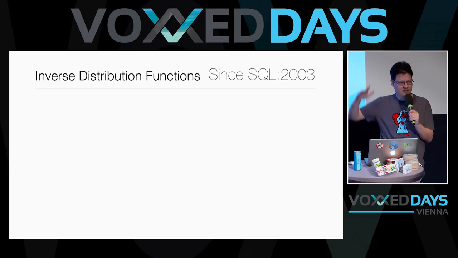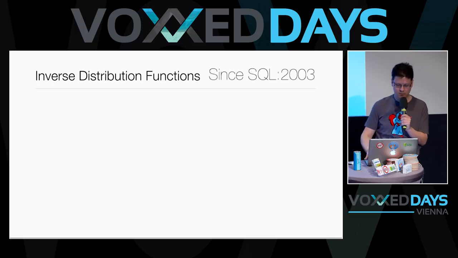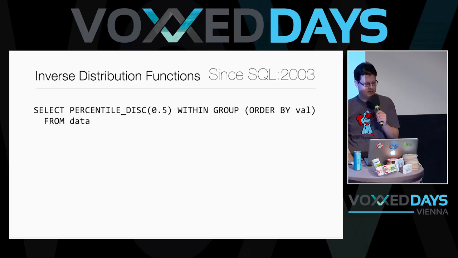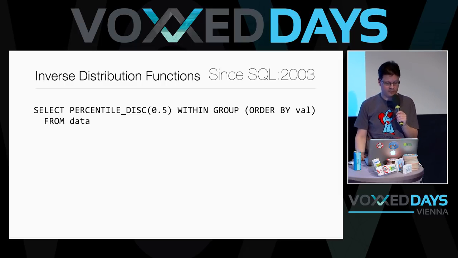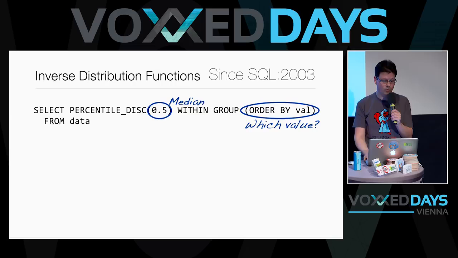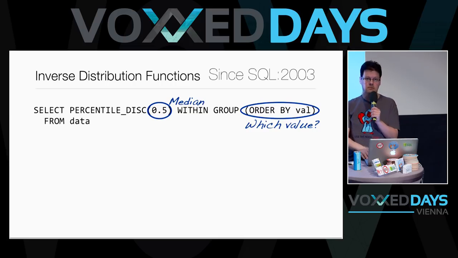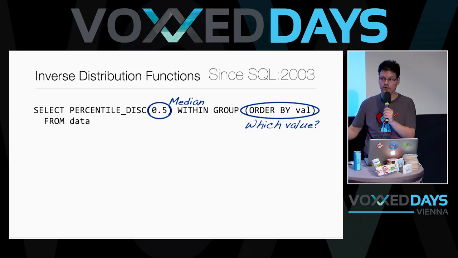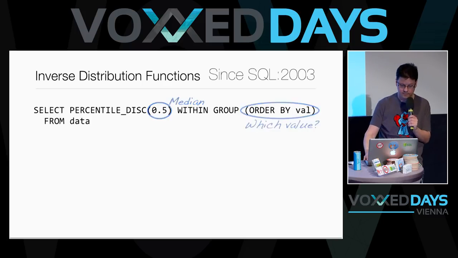Okay, so that's a scientific answer, but no practical answer. And this is the query today. Select percentile disk 0.5, which means it's the median because the range goes from 0 to 1. And then you say within group order by, and then you put the value you would like to order by, and this is also the value you get in return from this function.